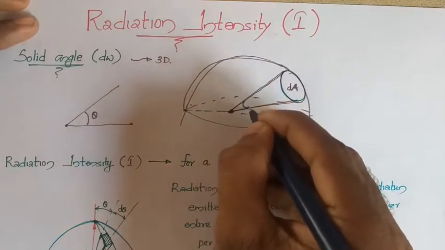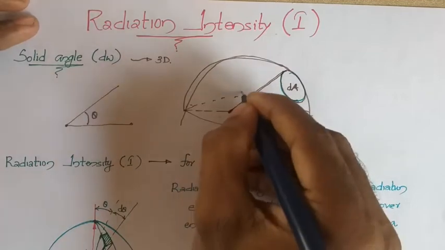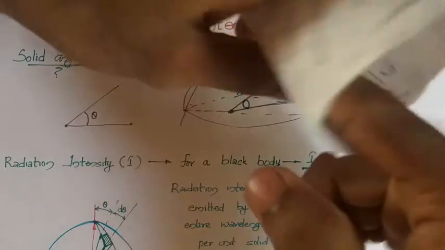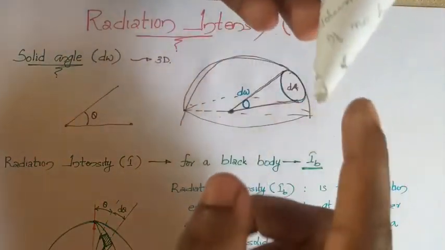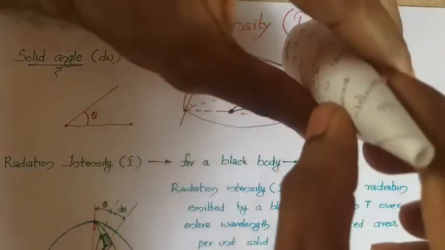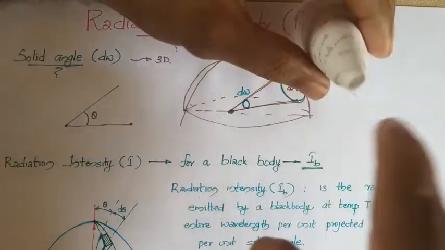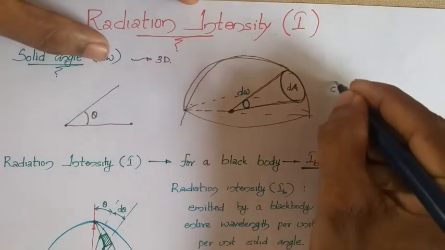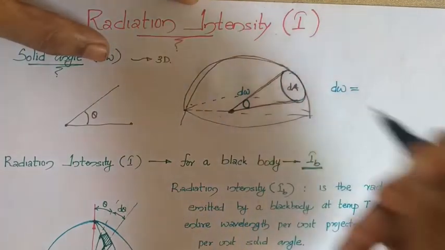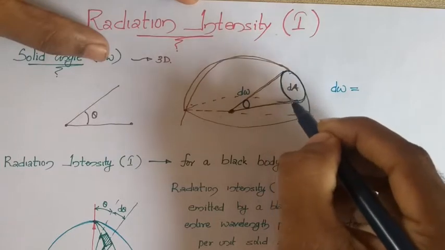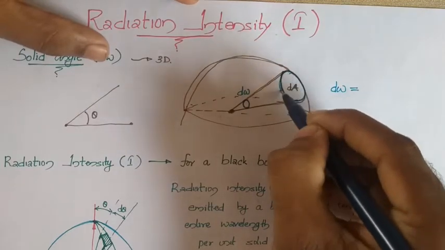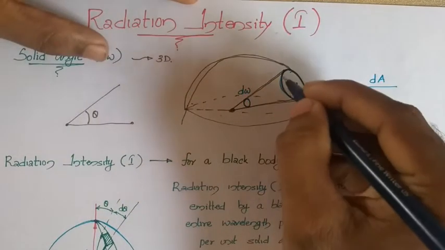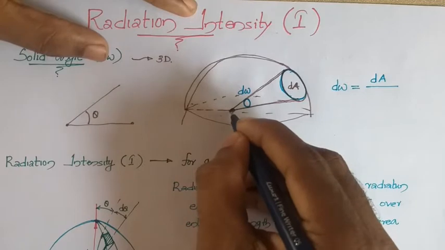then the included angle made by this surface area dA about this point will give you the solid angle, which we will call dW. That means if you have a cone here, the included angle will give you the solid angle dW. And this solid angle is defined as the area which is part of a sphere or hemispherical area, dA, divided by this, and this sphere will have a center.